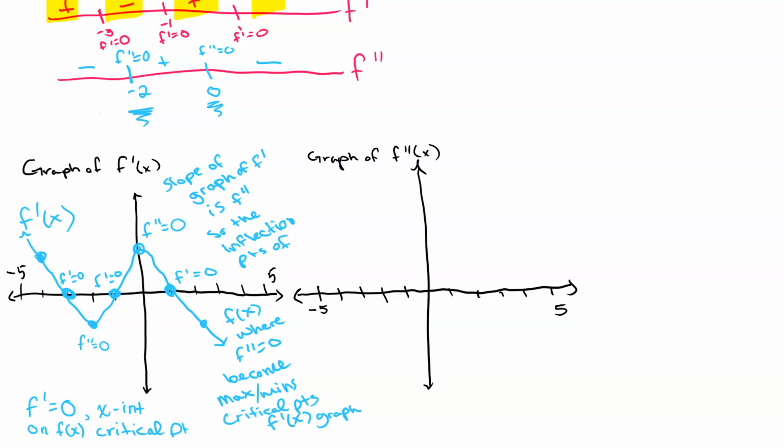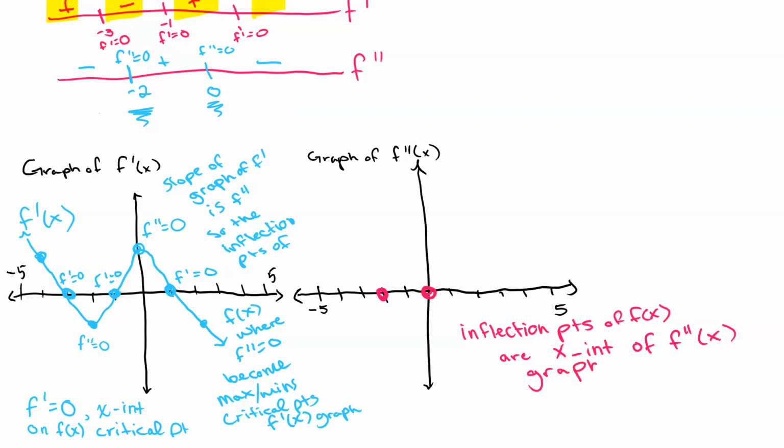Now with our second derivative graph, we have a little bit less information to go on. F prime is our output, so that means our inflection points from the original graph are going to become our x-intercepts. So inflection points of f of x are x-intercepts of our f double prime graph.